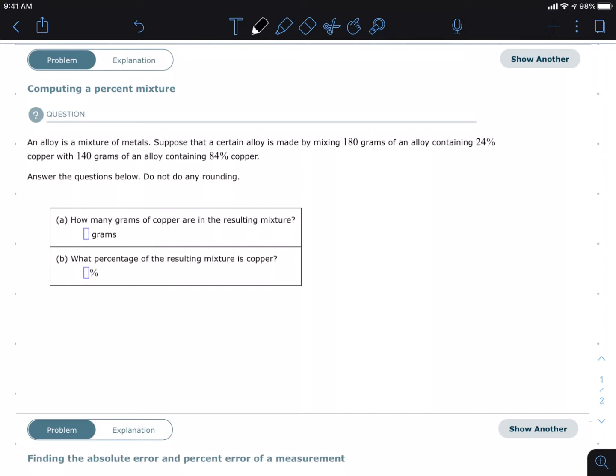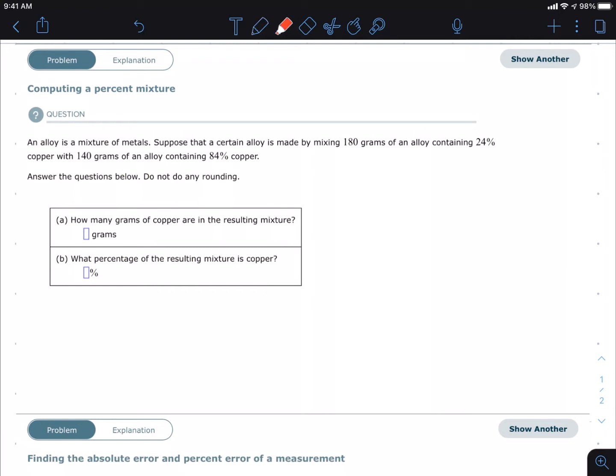So for this problem, we will need a calculator to be able to do it. So we should get a calculator out and see if we can do this problem, okay? Okay, so the first thing that we know is it wants to know how many grams of copper are in the resulting mixture, okay? So if we're going to mix these two alloys, we want to know how much copper is in each, okay?